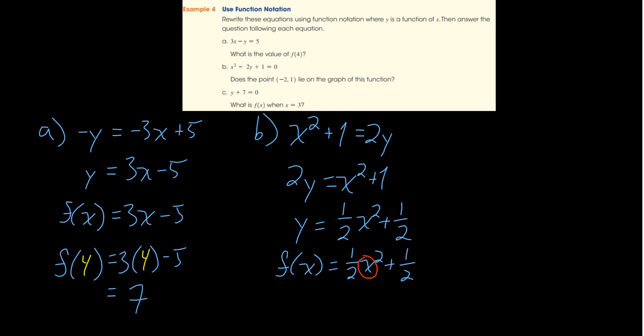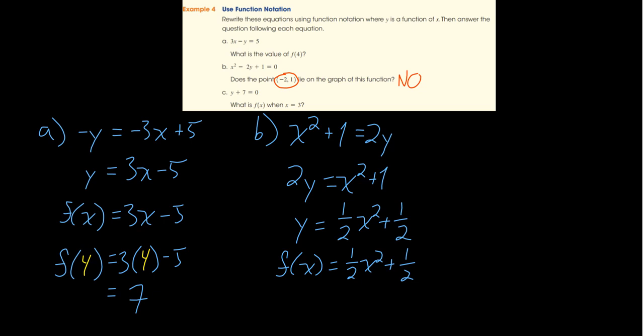What is negative 2 quantity squared? Well, negative 2 quantity squared is 4. What is 4 times 1 half? 4 times 1 half is 2. 2 plus 1 half is 2.5. And 2.5 is not the one that we were looking for. So we would say that this point does not lie on the graph of this function, so no.